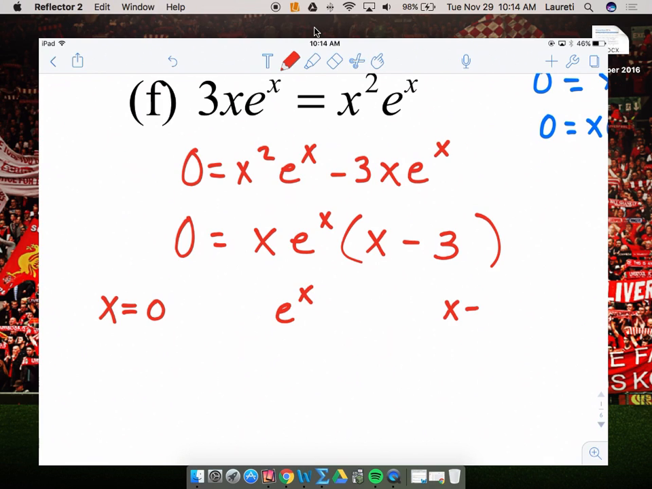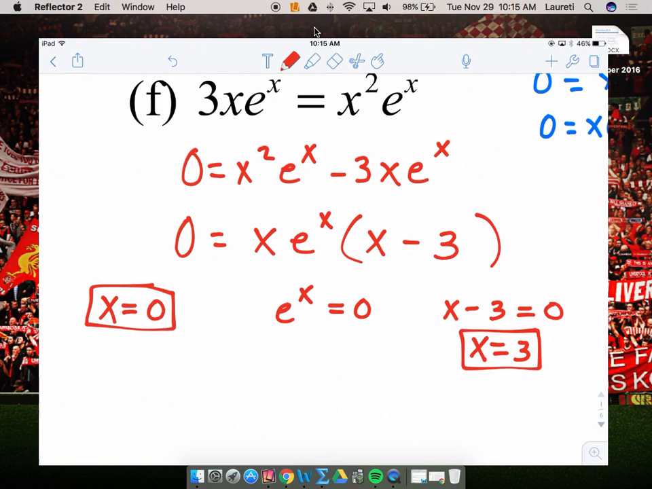Very good. Right. You have 3 factors here, right? You have x times e to the x times x minus 3, right? So this is your first factor, your second factor, and your third factor, right? I forgot the 0. Sorry. Okay. So obviously, x equals 0. You're done with that one. So that would be one answer. And then this one obviously would be x equals 3, right?